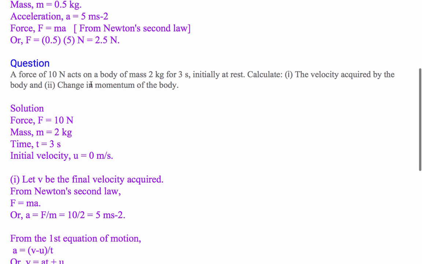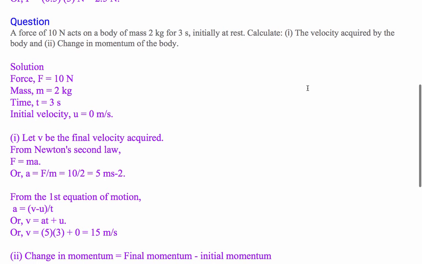Let's see the next question. A force of 10 Newton acts on a body of mass 2 kg for 3 seconds, initially at rest. Now, if a body is initially at rest, this we discussed in the second chapter also, students. If you remember, in school only we discussed it. I've given you important points where I said if a body starts from rest, initially at rest, then its initial velocity will always be u equals 0. Fine. Mass is given, time taken is given, initial velocity is 0. The question says to calculate the velocity acquired by the body, and second is the change in momentum. Now let's see the first part.